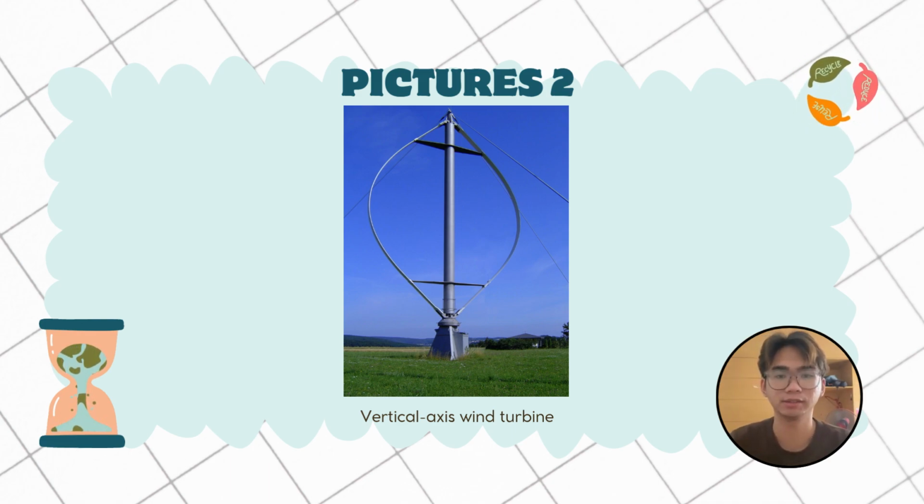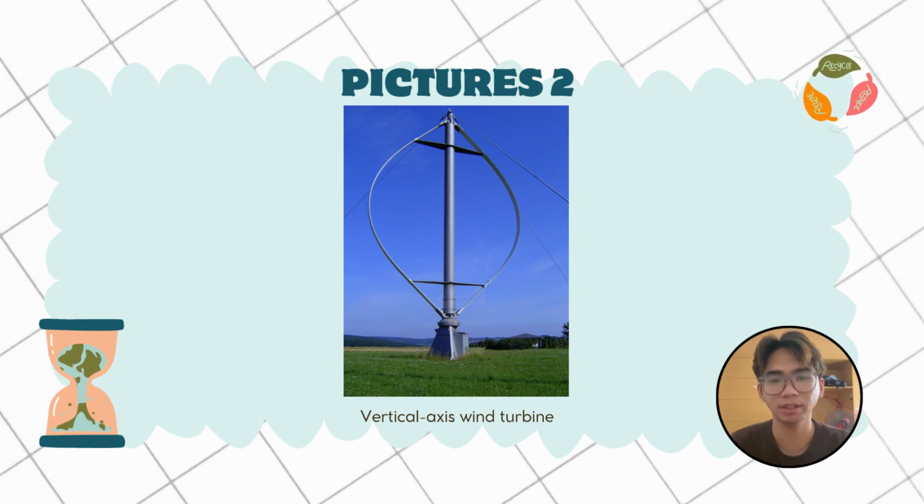And for the next slide, we show a vertical axis wind turbine or VAWT. Unlike the horizontal axis turbine, the blades rotate around a vertical shaft, allowing the turbine to capture wind from any direction without needing to turn toward the wind. This makes the design simpler and more suitable for locations where wind direction changes frequently, such as urban environments.